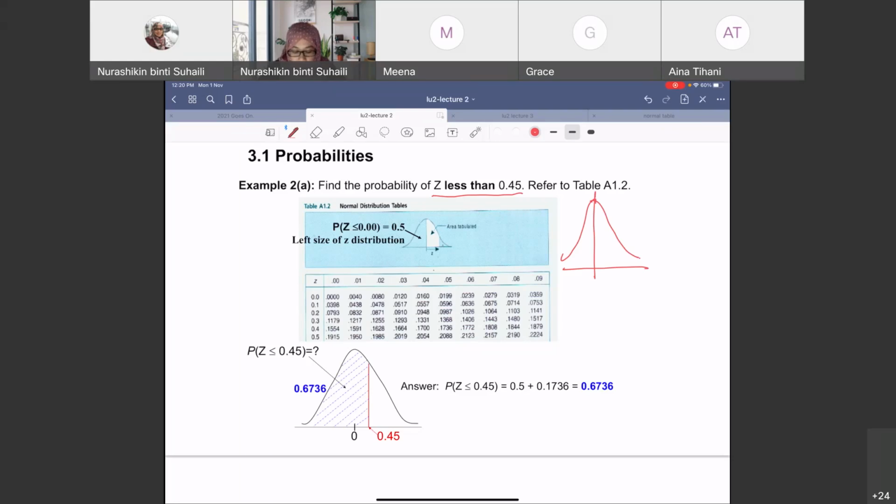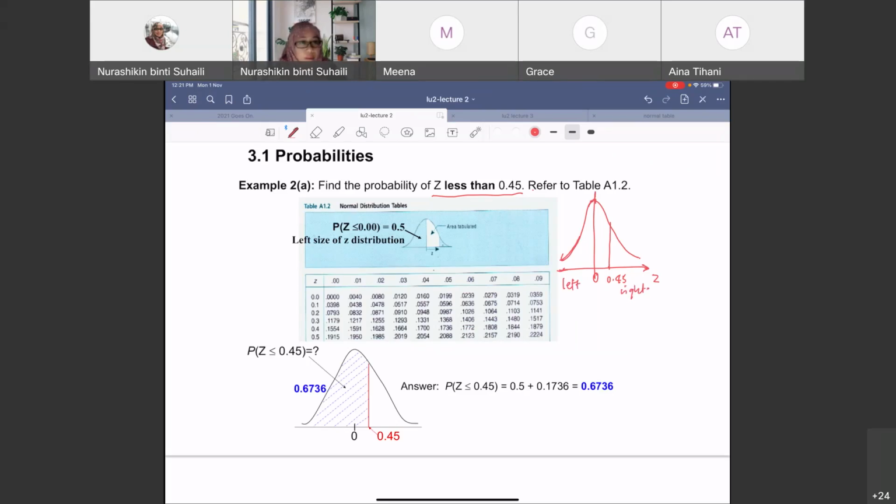So let's say Z less than 0.45. We know that this one is 0 and this one is Z. 0.45 is here. You just put it, you don't have to refer to the right scale. It's just for you to sketch, just to know where it is. So less than 0.45, although this table only gives you the right side, please don't forget the left side. This is the left side, and this is the right.